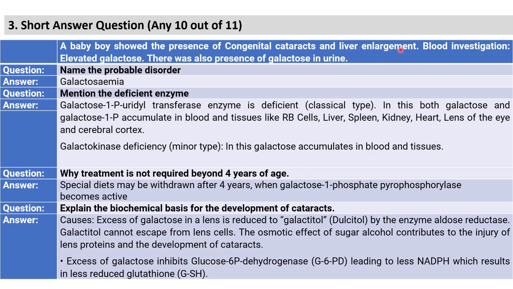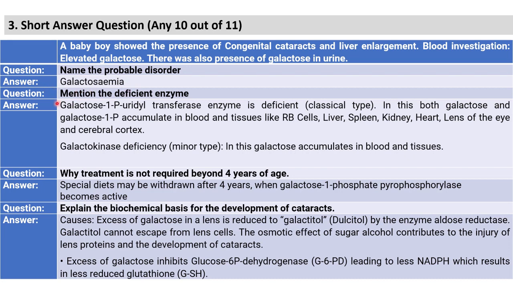So here hepatomegaly is there and cataract is there. The catching points are: galactose elevated in blood, galactose present in urine, cataract, and liver enlargement. It means that the disorder is galactosemia. The question was: name the probable disorder. The answer is classic galactosemia.